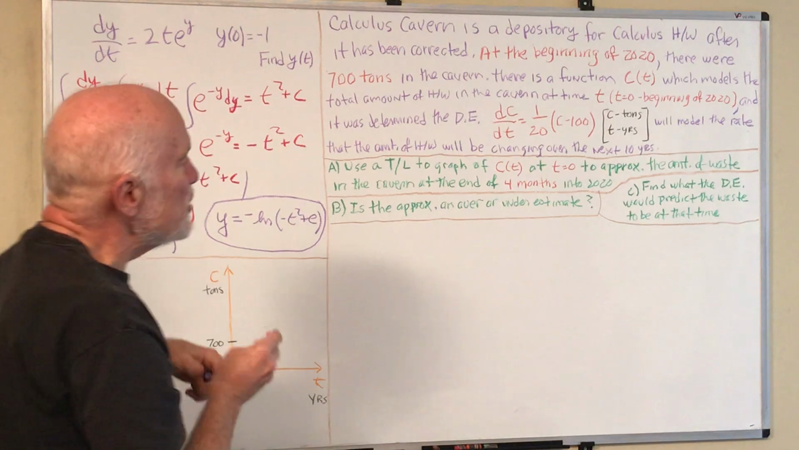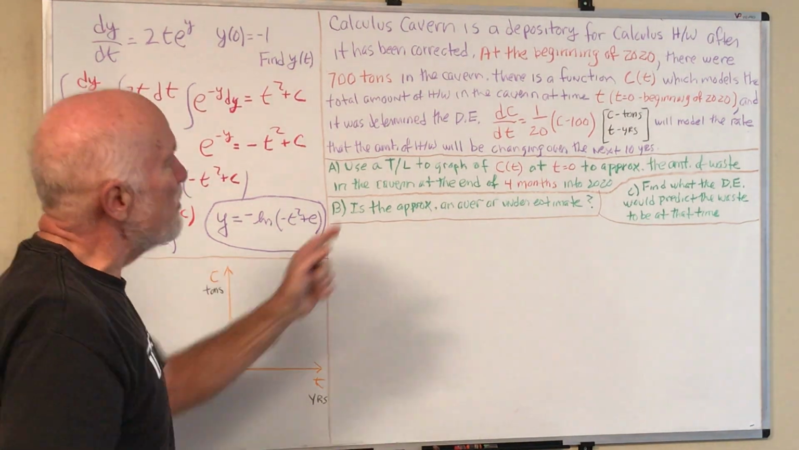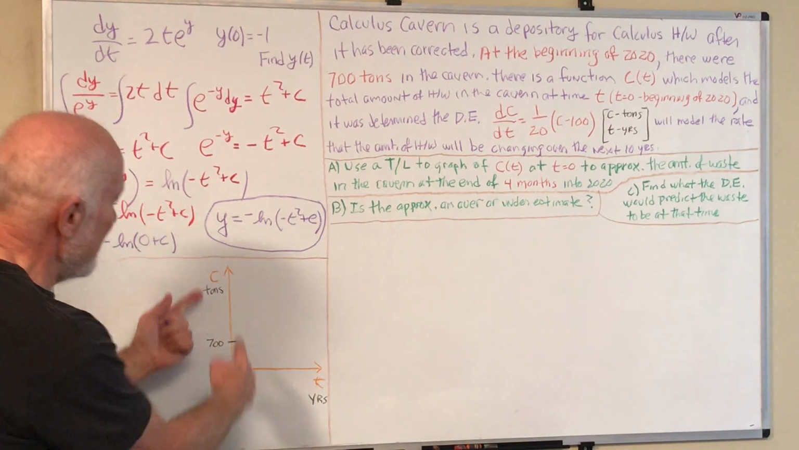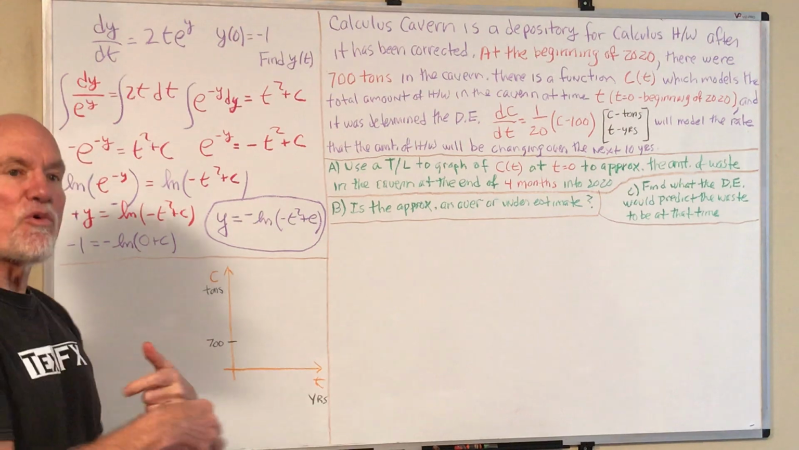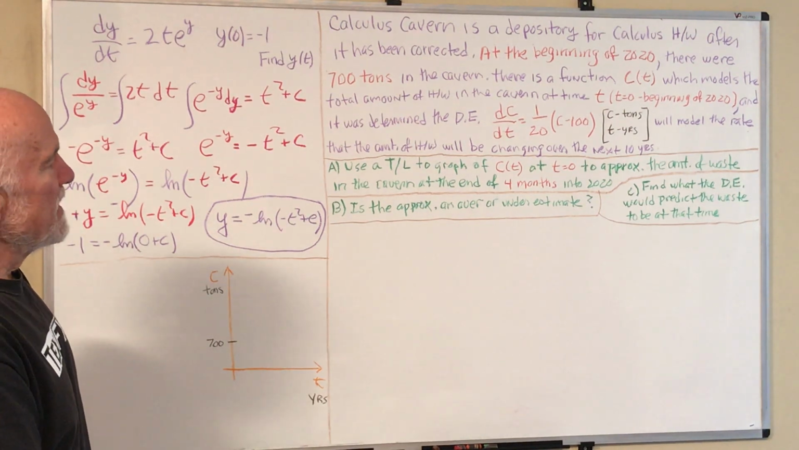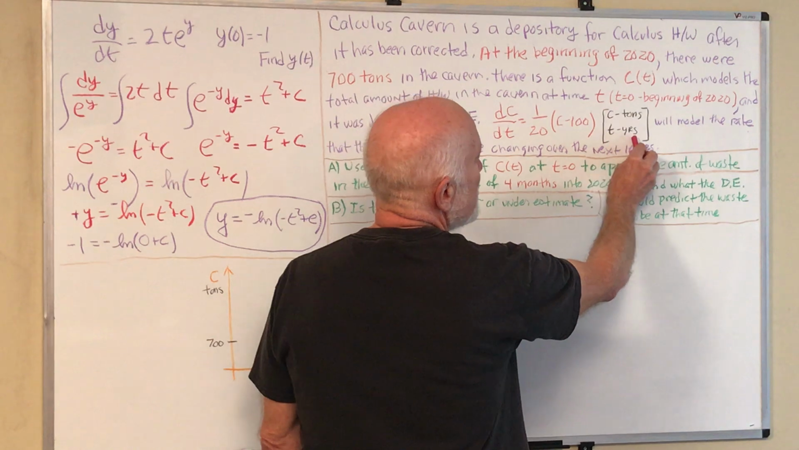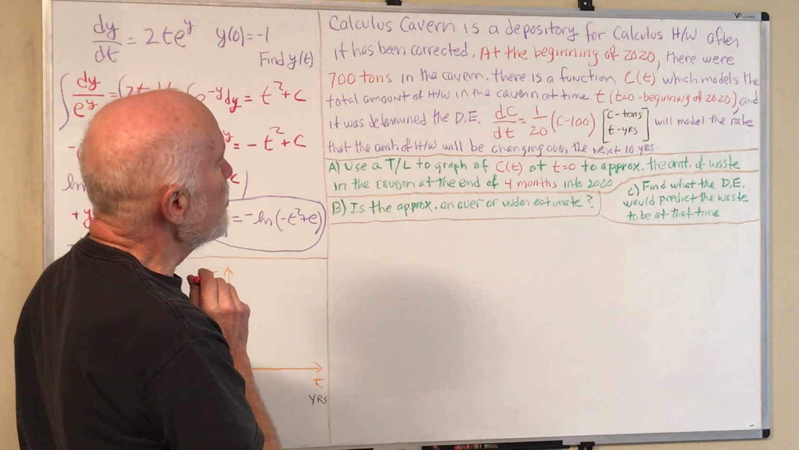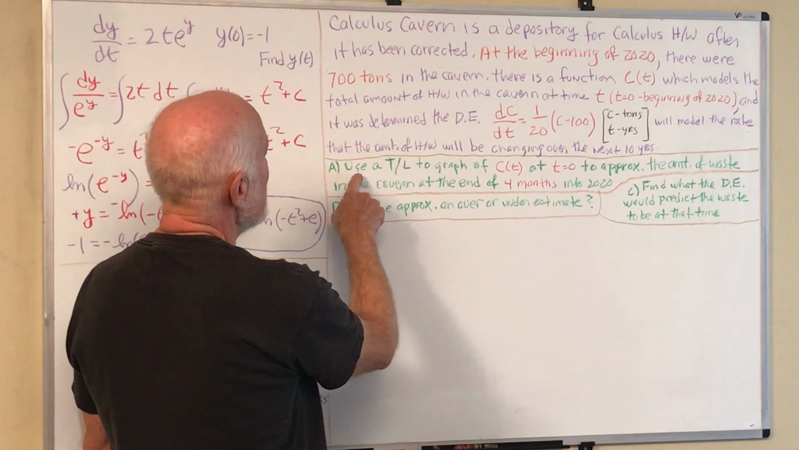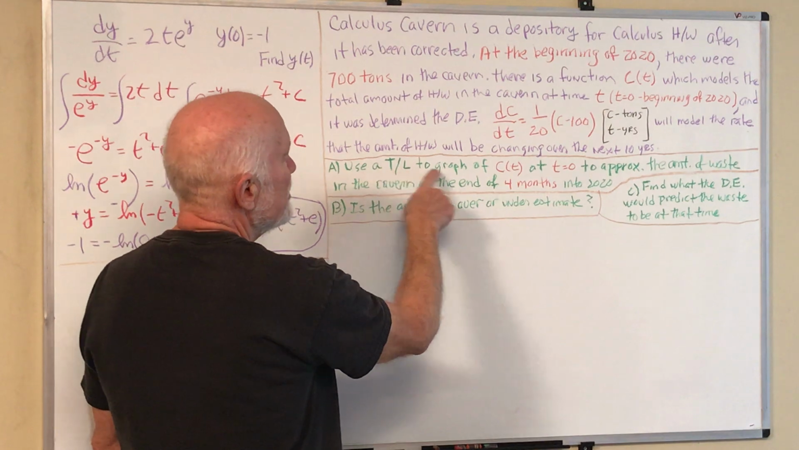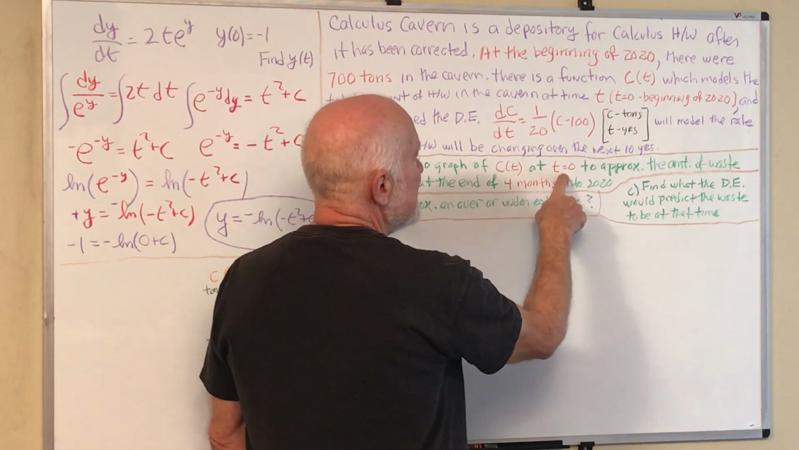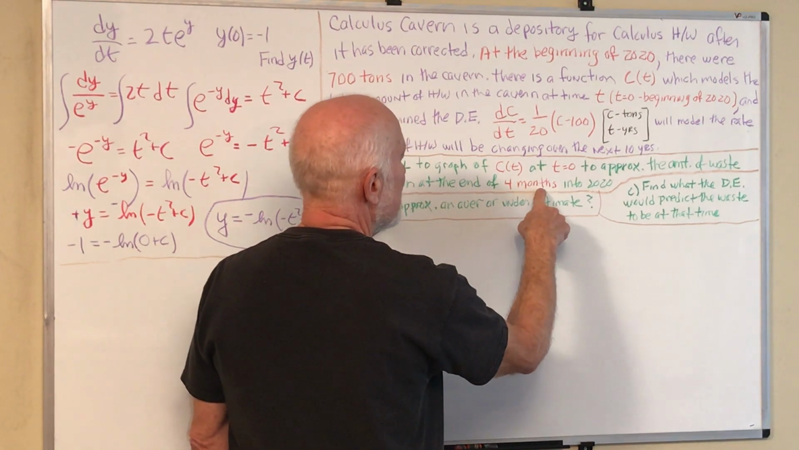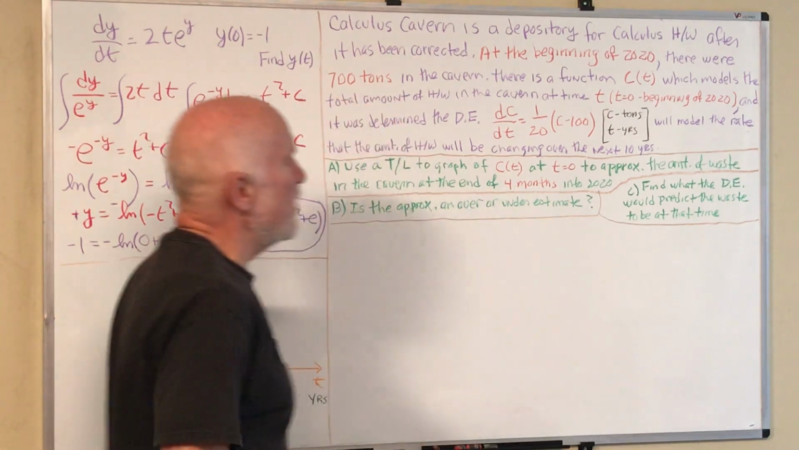as its relationship is to t. We don't know c as a function of t, but we do know the rate at which c is changing with respect to t. So there is some function c and t, and that's what we're trying to find. C is measured in tons and t is measured in years. So what do we want to do? We want to use a tangent line to the graph of c of t at t equals 0 to approximate the amount of waste in the cavern at the end of 4 months from the beginning of 2020.